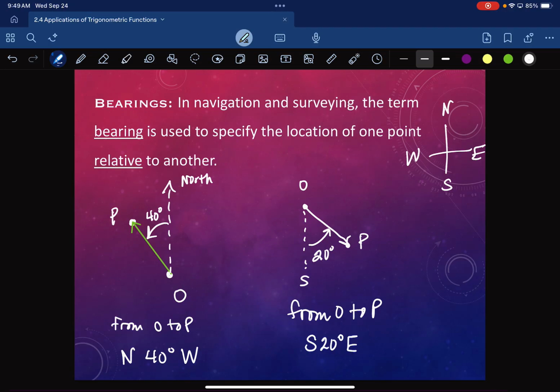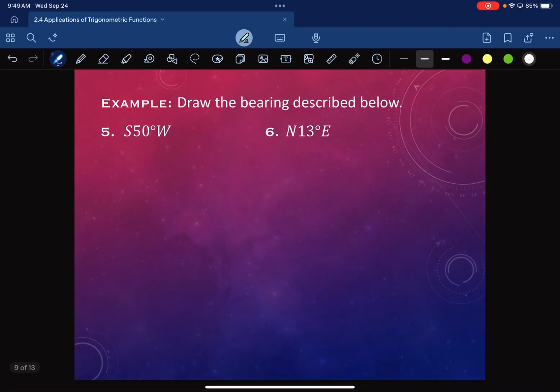So we're going to do just a couple of examples of this. These work really quick. That's the good news on these. We're going to draw the bearing described below. It says south 50 degrees west. So I'm going to start with my point here, and I'm going to call it point O, but you can call it whatever, okay? If I go south, it would look like this, right? And if I go west, am I going left or right? I'm going left, and this would be the 50 degrees. Okay, ballpark it. 50 degrees, you guys kind of know roughly what that looks like. I'm not asking for a protractor business here.